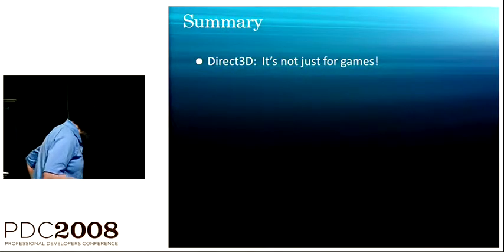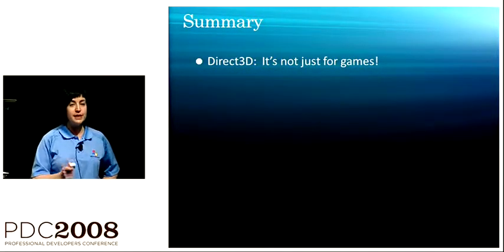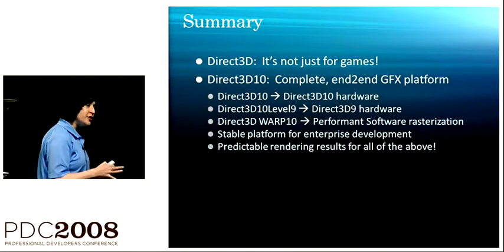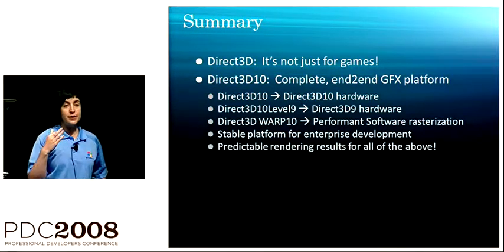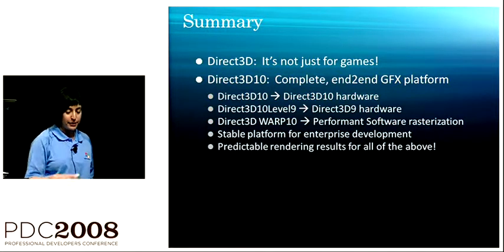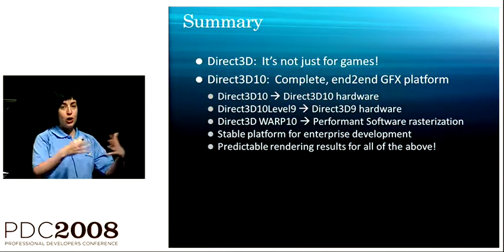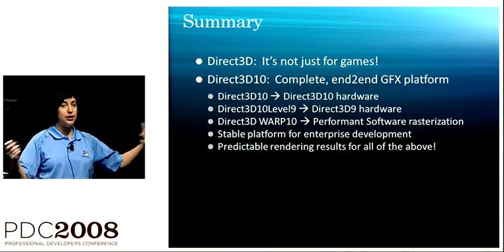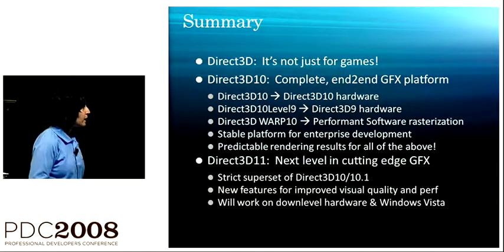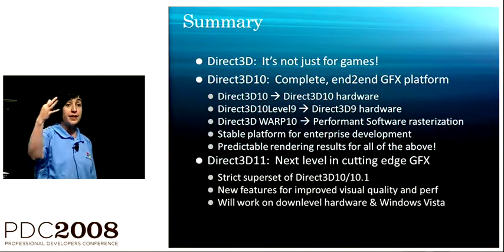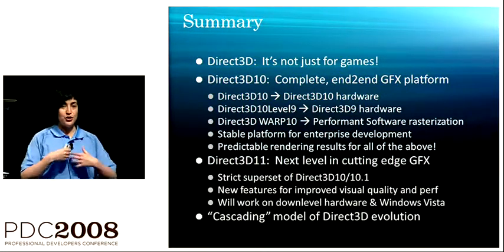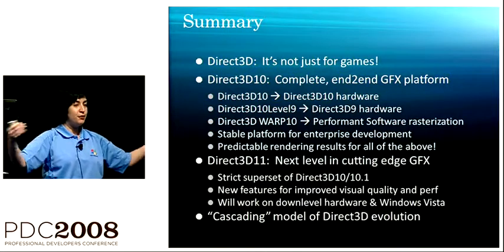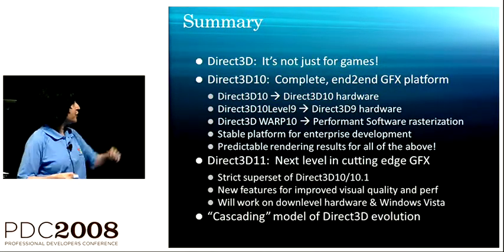So that actually leads us to the end of the talk. In terms of key takeaways, Direct3D is not just for games. What we've tried to do to support that message is provide you with this complete end-to-end rendering platform, right? That's going to give you a stable development environment, stable rendering environment with predictable rendering results across this breadth of hardware, from 10 hardware all the way down to software rasterization. There's also Direct3D 11, and that's the newer cutting-edge features. Again, this is part of that cascading model of Direct3D evolution, right? We see this as the features that have widespread hardware adoption out there in the ecosystem.